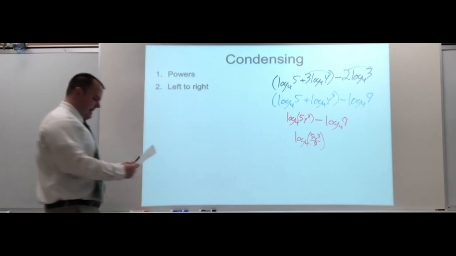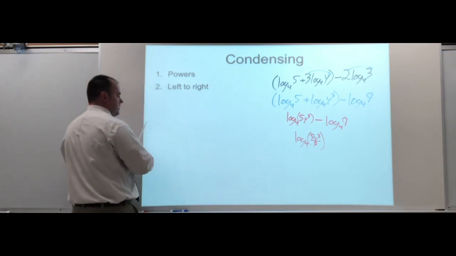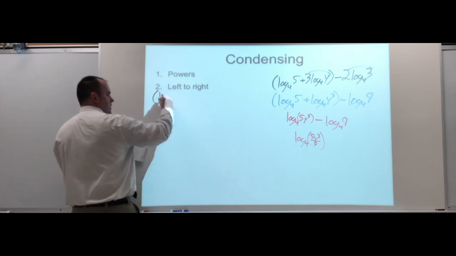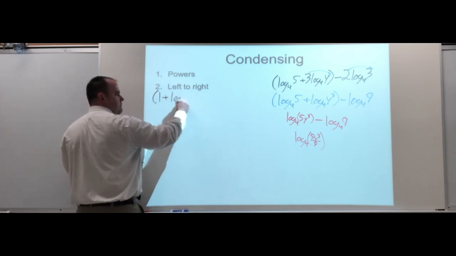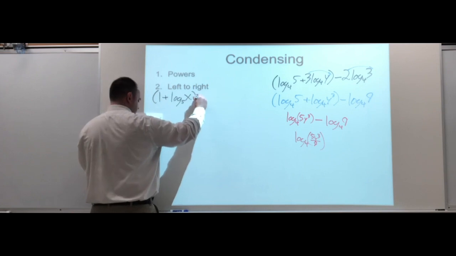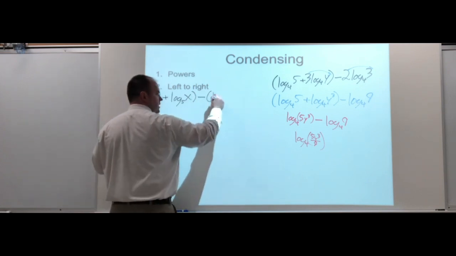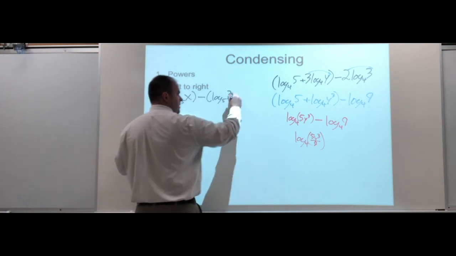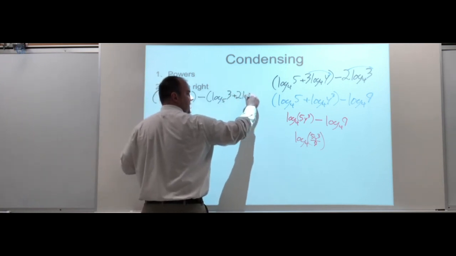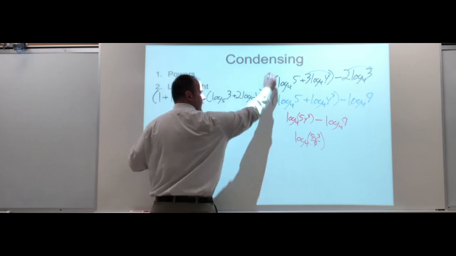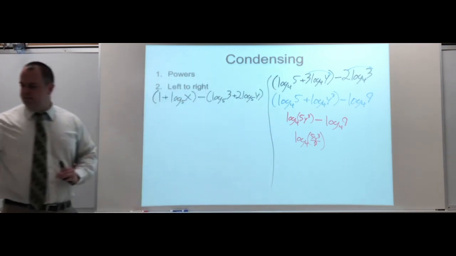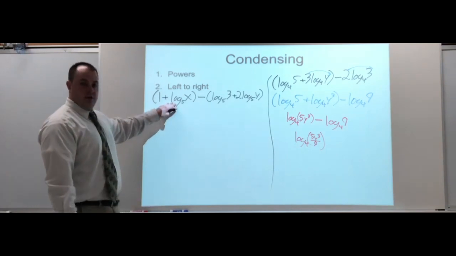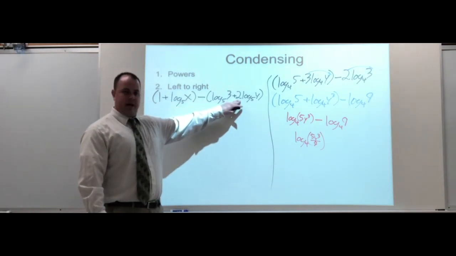And let's look at 1 plus log base 5 of x, minus log base 5 of 3 plus 2 log base 5 of y. Separate that a little bit. So we have two sets of parentheses. Those two sets of parentheses are keeping the numerator together, the denominator together.